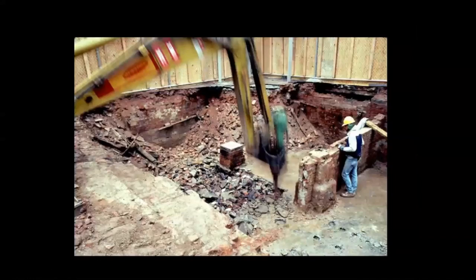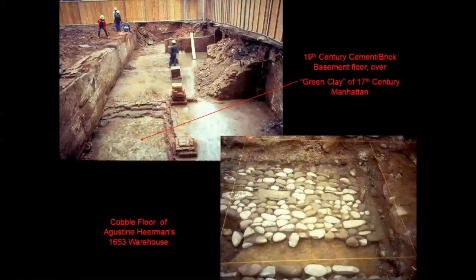I gambled that the sea level had risen above the 17th century levels in lower Manhattan by the time they built 19th century row houses, the 1830s. I was right. We blasted out the fill, cut through the 19th century floors, and hit what has been described by the explorers as the green clay of Manhattan. And on the green clay of Manhattan was a pipe.